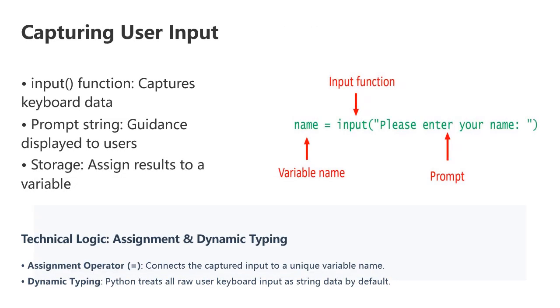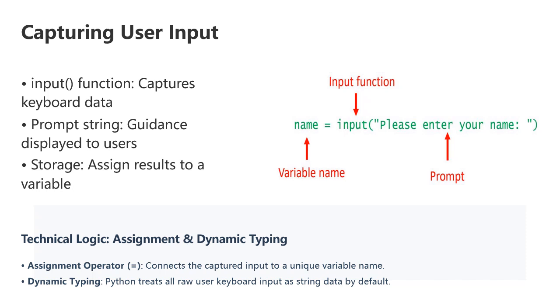Building on the logic of variable assignment we just covered, let's look at how we can make our programs truly interactive. This is where we learn to capture user input. To do this, we use the input function. This function tells Python to pause and wait for the user to type something using their keyboard. You can also include a prompt string, like a message to guide the user on what they should enter.